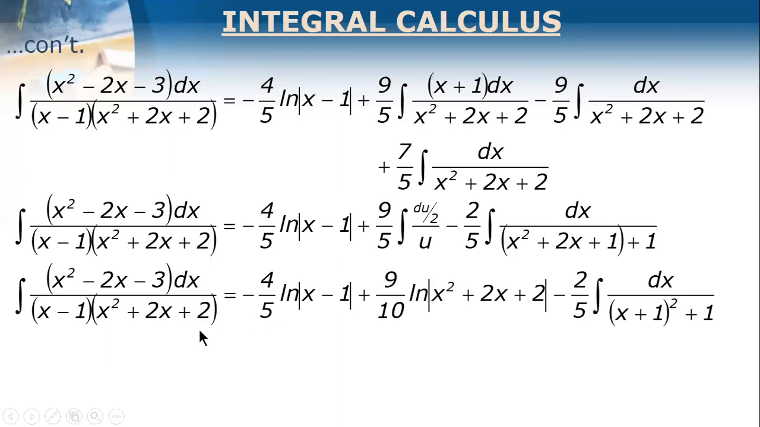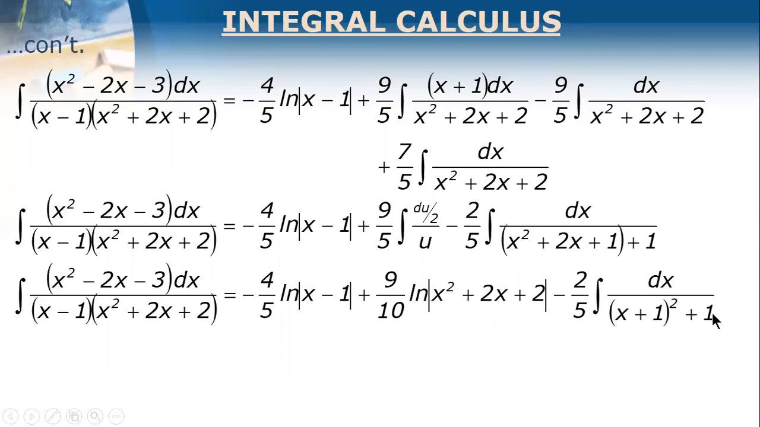So, the next step is this. 9 over 5 times 1 half is 9 over 10 ln of u, du over u. The integral of du over u is ln of u. And this is our u, x squared plus 2x plus 2. Now for this one, if you can still remember inverse functions, this is arctan.